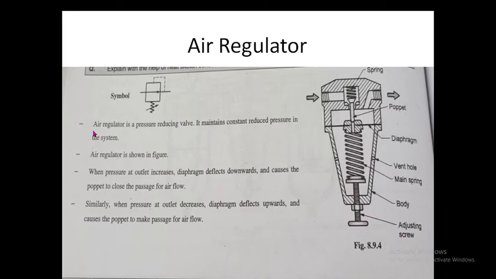You can see here, the air regulator is the pressure reducing valve. It maintains constant reduced pressure in the system. The air regulator is as shown in the figure here. When pressure at the outlet increases, the diaphragm deflects downward and causes the poppet to close the passage for the air flow. Similarly, when pressure at the outlet decreases, the diaphragm deflects upward and causes the poppet to open the passage for the air flow. Here you can see the symbol for this air pressure regulator.